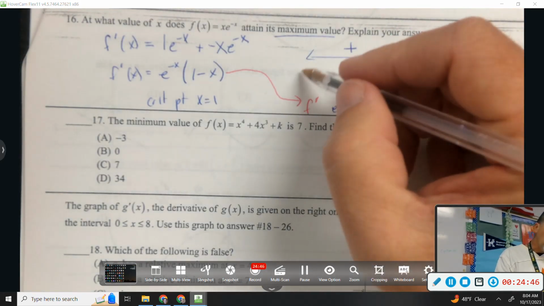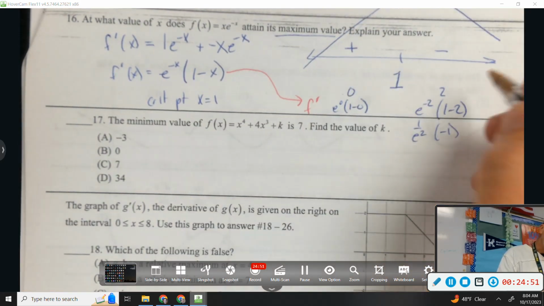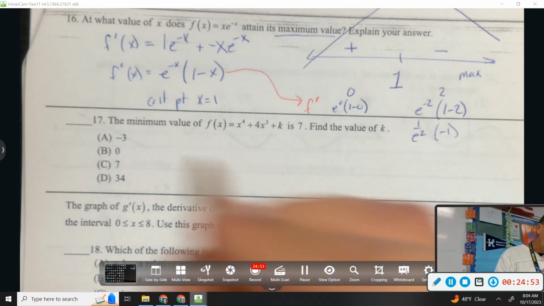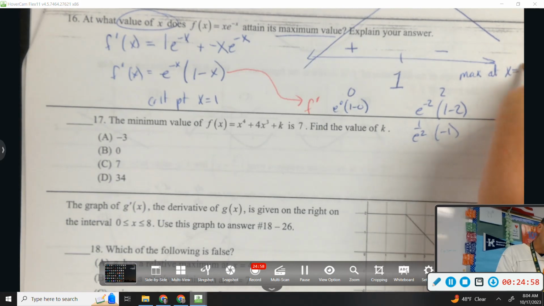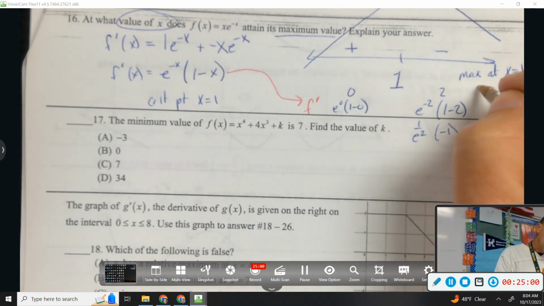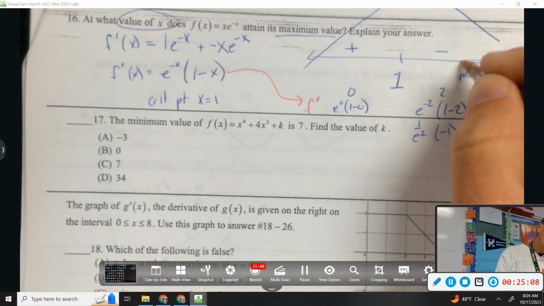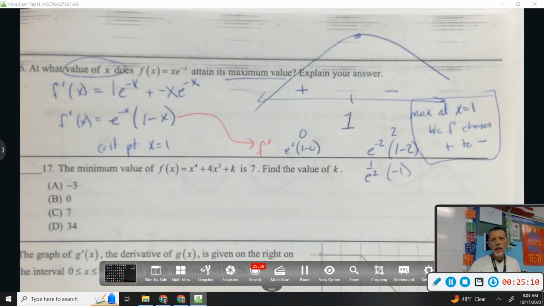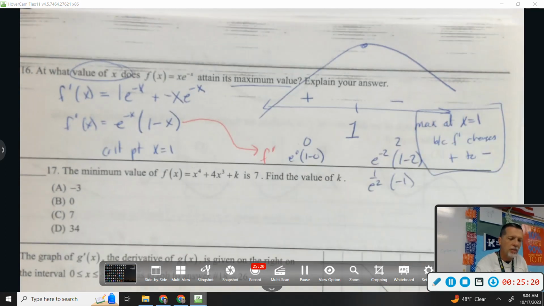Okay, so that means we're increasing all the way to 1 and we're decreasing after that. So this thing has a max at what value of x? It has a max at x equals 1, because f prime changes from positive to negative. And it's the only place where that change happens, so I know that's the only possible max there is. There aren't any other maxes to worry about.